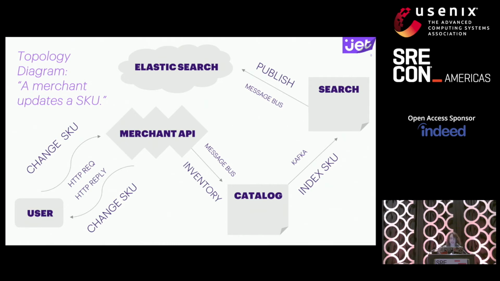But this graph is useful, but again, how would you determine causality, even if you were working on this system? Let's say you're the merchant API team, and a merchant calls you on the phone and says, hey, I don't see my SKU appearing in search.